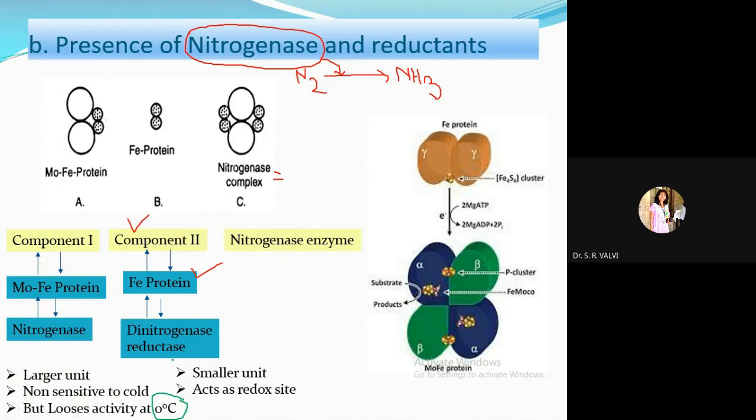Now come to component 2. It is a smaller unit and it acts as the redox site, because reduction reactions will take place within this site, and hence it is called the redox site. Now come to the details. This is a detailed structure of this nitrogenase enzyme.